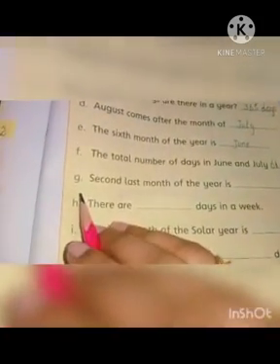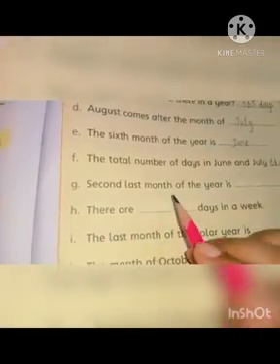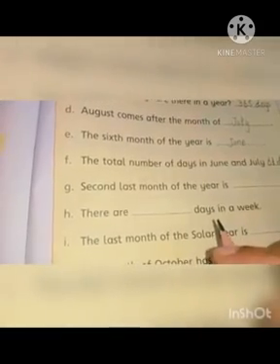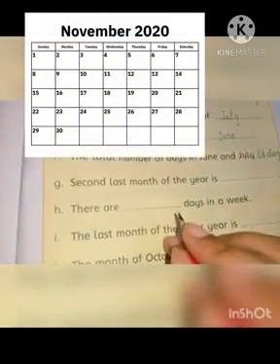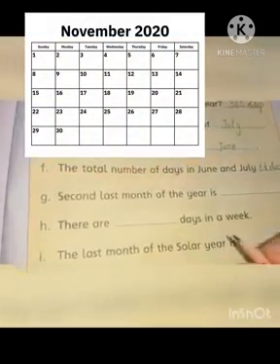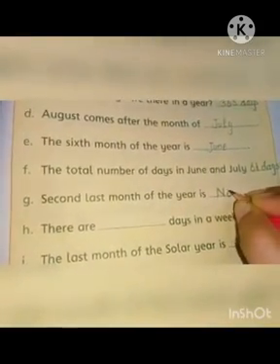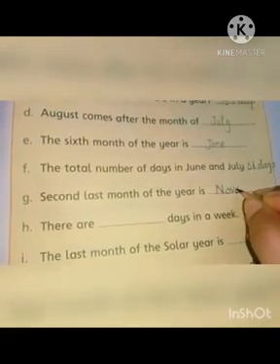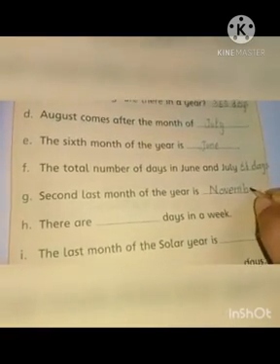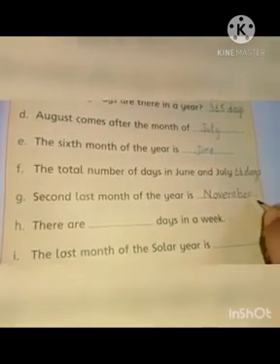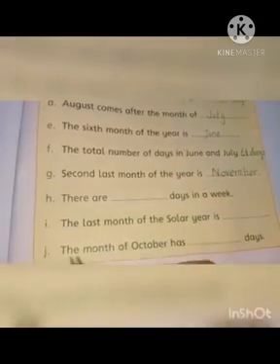Here we have point G. At point G, here we have the question. Second last month of the year is. Students, do you have any idea? The second last month of the year is November. So we are going to write November here. N-O-V-E-M-B-E-R. November. The second last month of the year is November. Go for the next one.